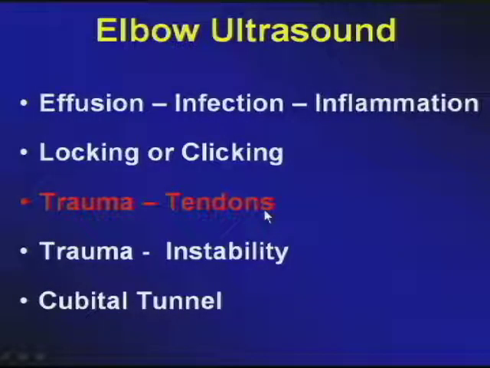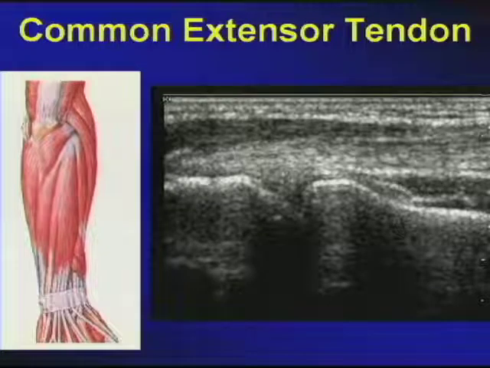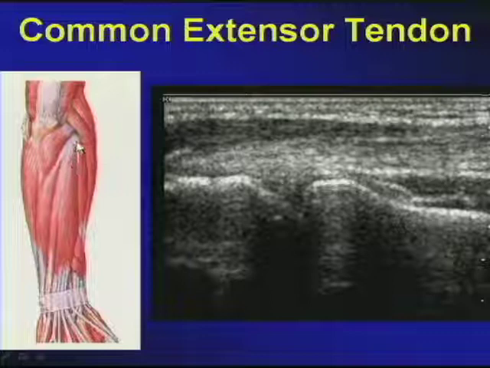Now let's switch into looking at the use of elbow ultrasound with trauma. And of course, we want to look at the tendons. Probably one of the more common tendons affected is going to be the common insertion for the extensor tendon. Here you could appreciate on Netter's drawing that the extensors all become a conjoint tendon inserting into the radial epicondyle.